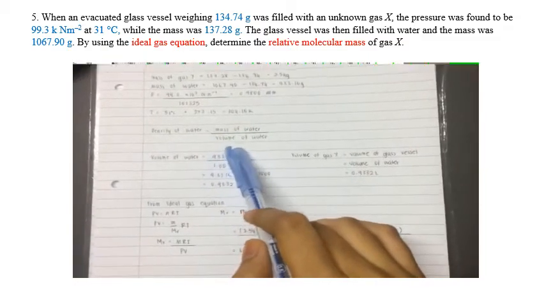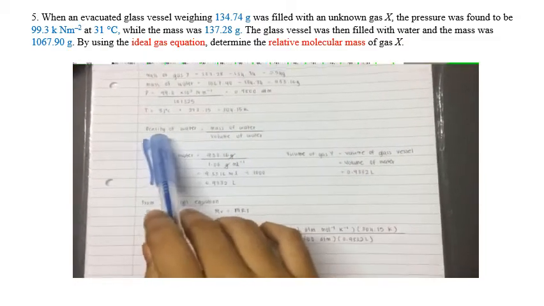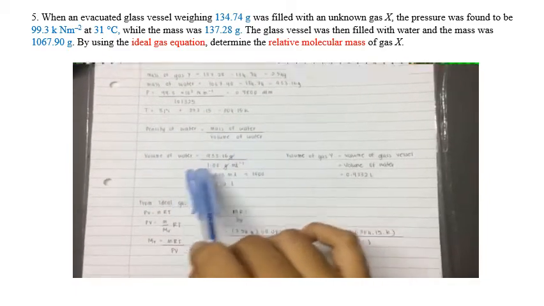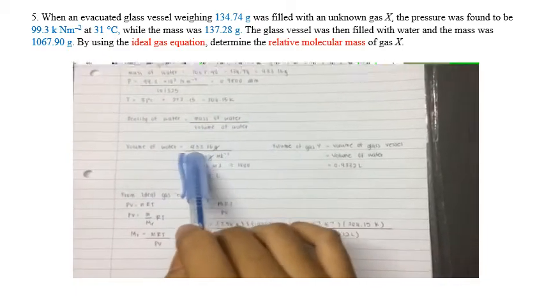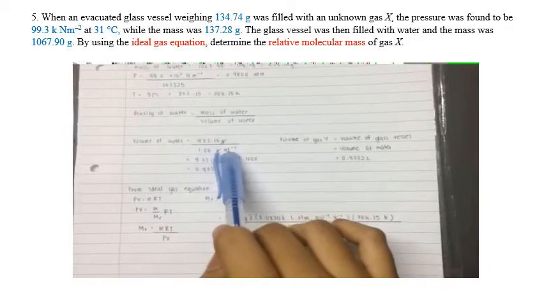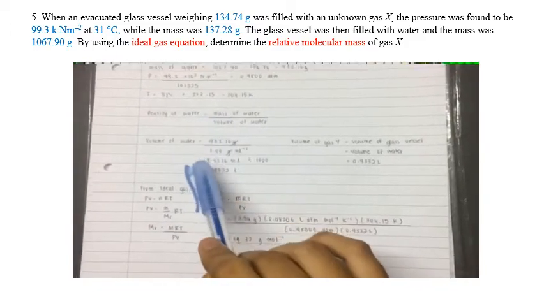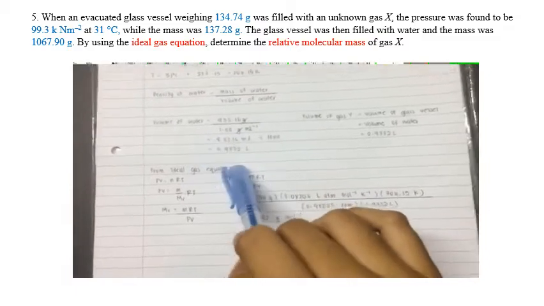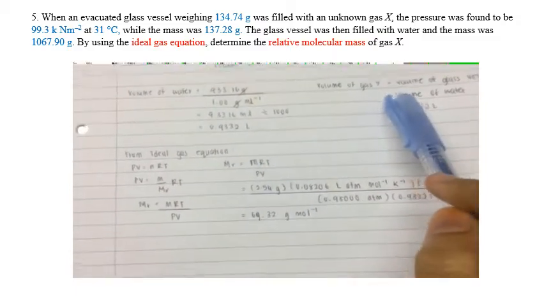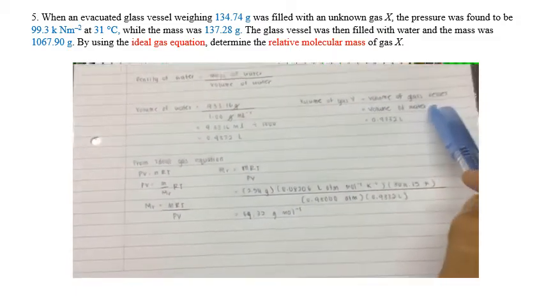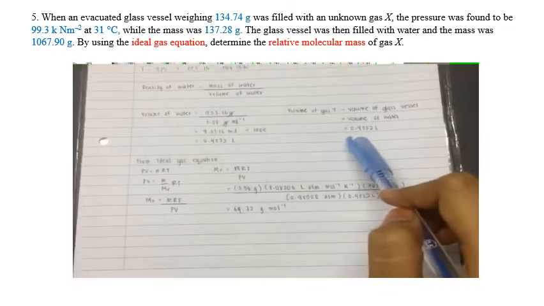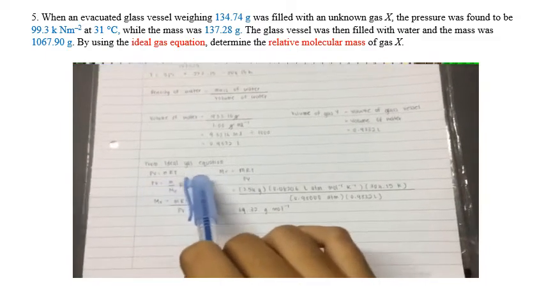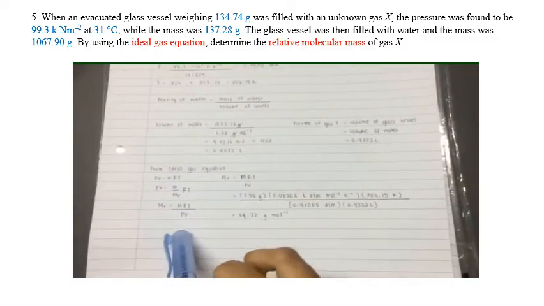So first find the volume of water. So use the formula for density of water. And then substitute the information, that is, the mass of water is 933.16 gram. And the density of water is 1 gram per milliliter. So we get the volume, then convert to liters. And then the volume of gas Y is equal to the volume of the glass, which is the volume of water, that is 0.9332 liter. And then from the ideal gas equation, we substitute the formula.